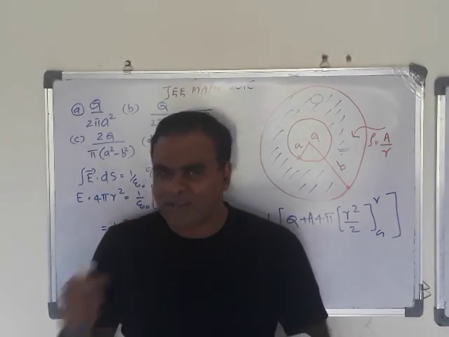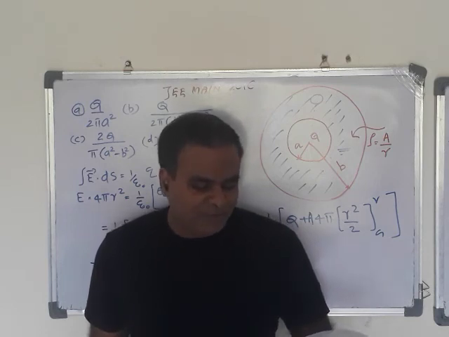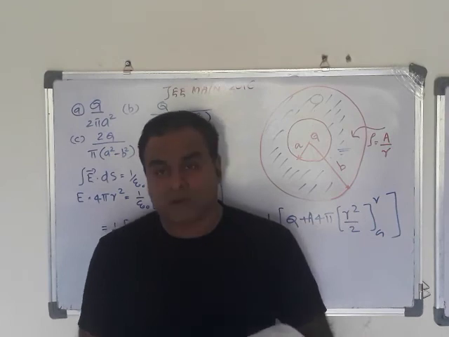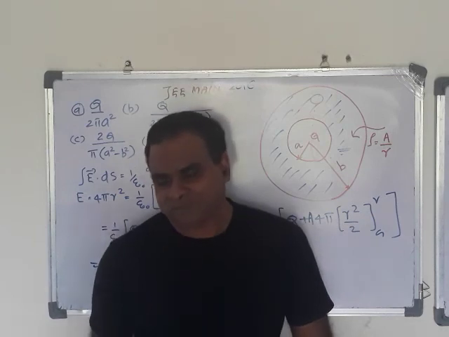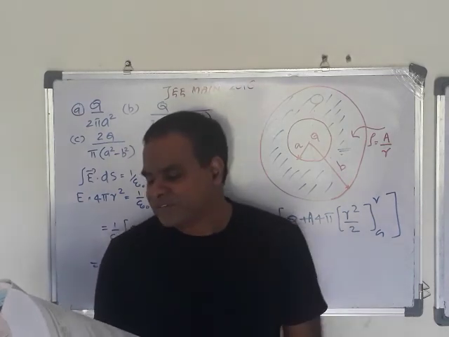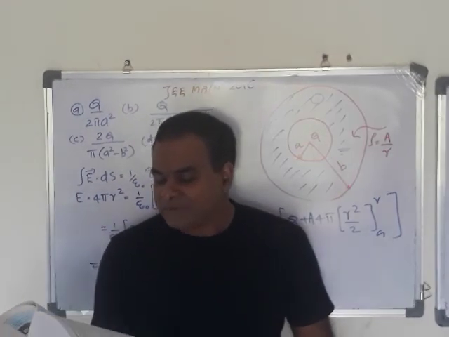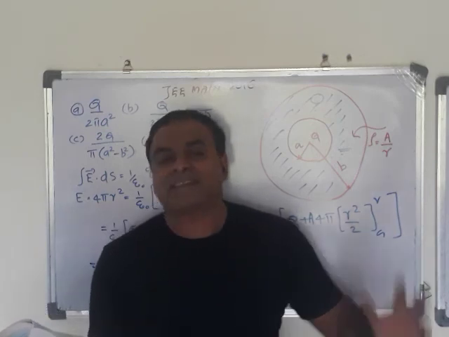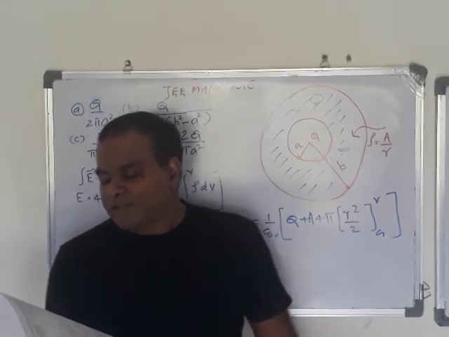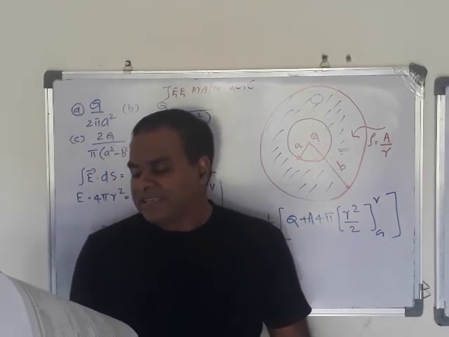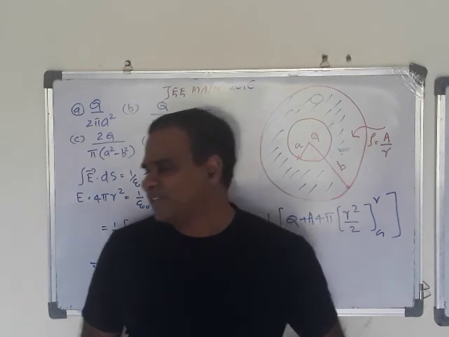Once again, the region between two concentric spheres of radii A and B respectively has volume charge density rho equal to capital A by small r. This capital A is what we have to calculate. A is a constant, and r is the distance from the center, so small r is a variable. At the center of the sphere is a point charge q. They are asking for the value of capital A such that the electric field in the region between the two spheres will be a constant. So this is the question.